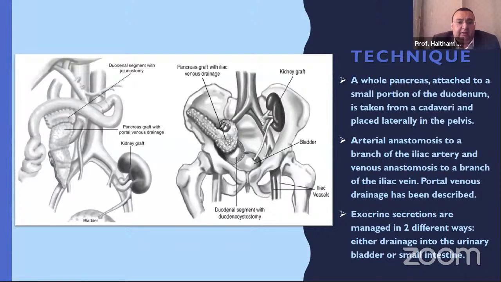This is a cadaveric organ transplantation only, from recently dead patients. The whole pancreas, attached to a small portion of duodenum, is taken from a cadaver and placed into the pelvis, and the arterial anastomosis is done to a branch of the iliac artery, and the venous anastomosis to a branch of the iliac veins.